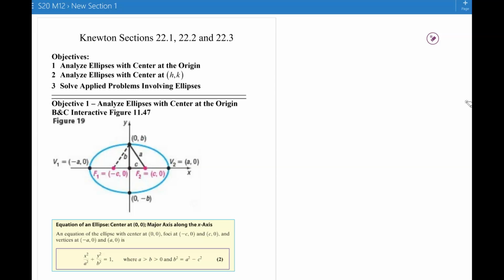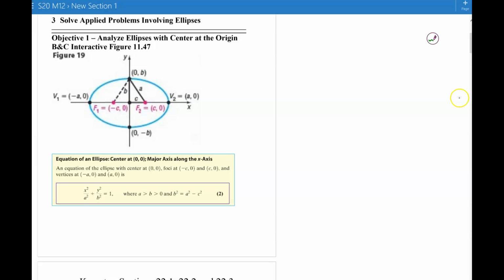So this is an ellipse with the major axis, or the longer axis, along the x-axis. So it's bigger horizontally. So the bigger number will be under the x squared term in the equation. So we have squared terms for both x and y and a plus, and that's how you're going to recognize or identify the ellipse.